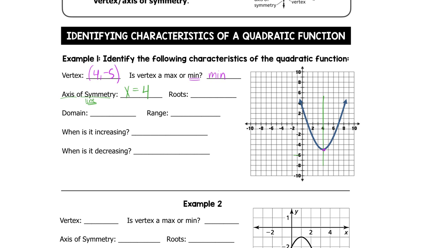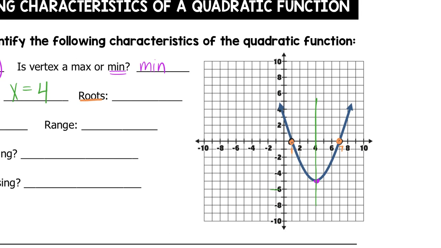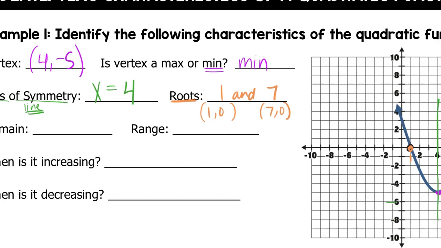Okay, the next one is roots. And in this example, we have two roots. So the roots are here and here. It's just where it crosses the x-axis. So we have one, it looks like at 7, and then we have one at +1. And there's a couple ways to write roots. Some people just put 1 and 7, and I'm okay with that. Or you could write them as ordered pairs, (1, 0) and (7, 0). Either one is fine with me.